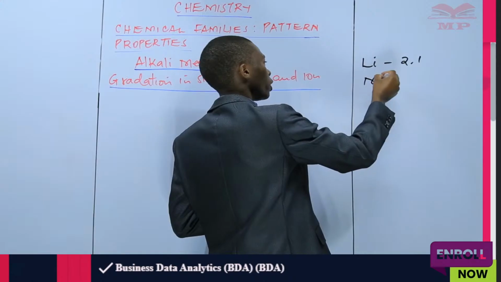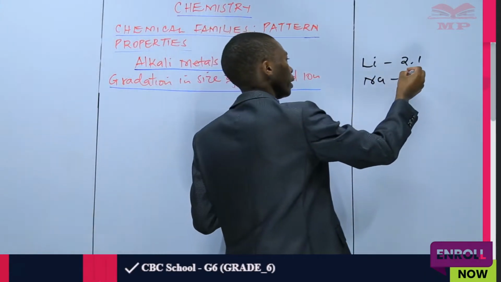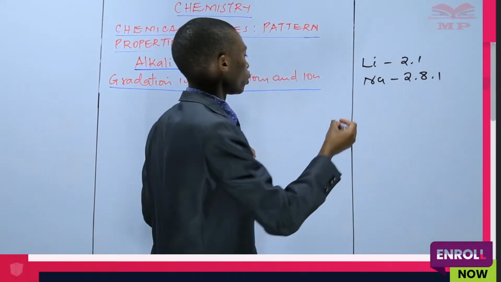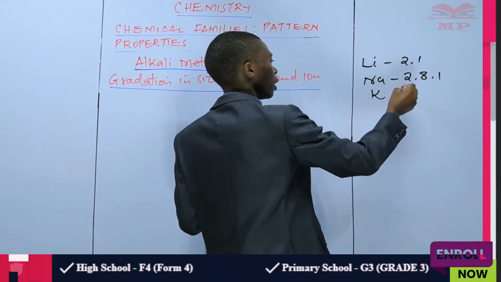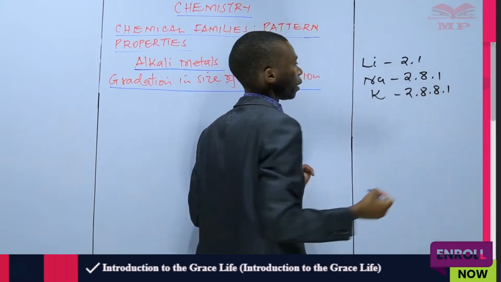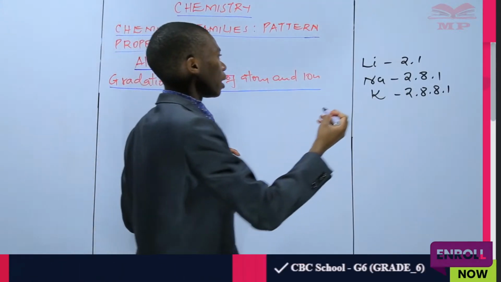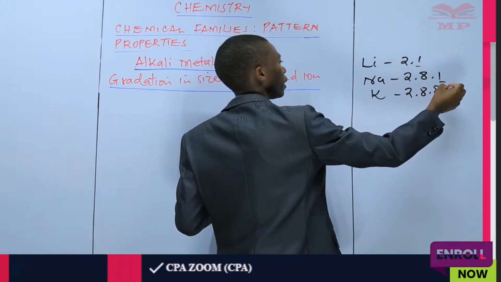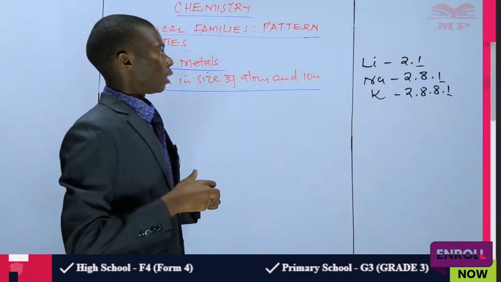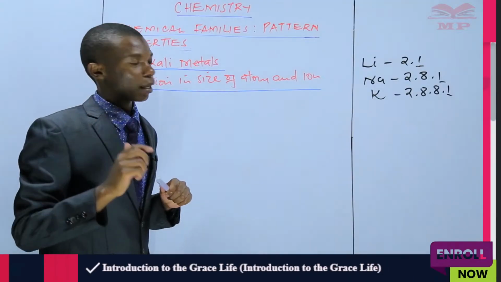The second was sodium. The configuration was 2, 8, 1. And the third was potassium. And the configuration was 2, 8, 8, 1. The reason why they are called group 1 elements is because they have 1 electron in the outermost energy level. And the 1 electron enables them to be placed in group 1.